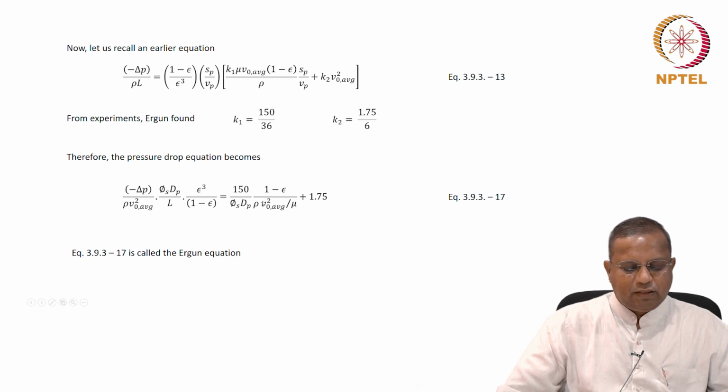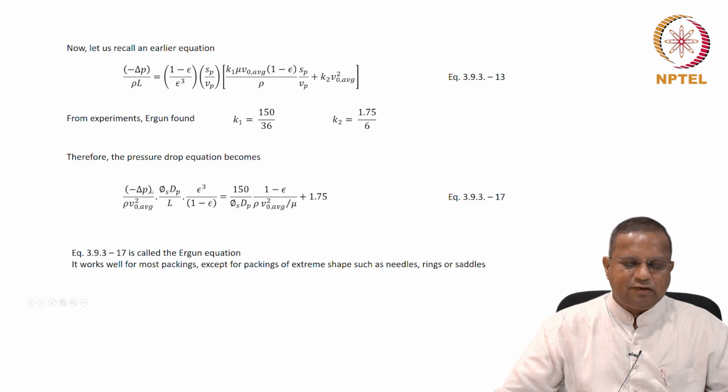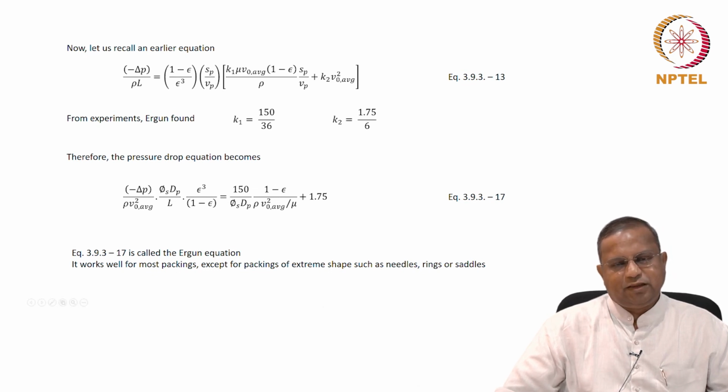3.9.3-17. This is called the Ergun equation, which is an important equation for packed beds. That we obtained by using the friction factor approach for packed beds. This is highly useful in the design of packed beds. And it works for most packings except packings of extreme shapes such as needles, rings, or saddles. It's not so reliable, or we get an estimate out of this and then we need to use a huge, what should I say, fudge factor or a safety factor and then design. That's what we do.